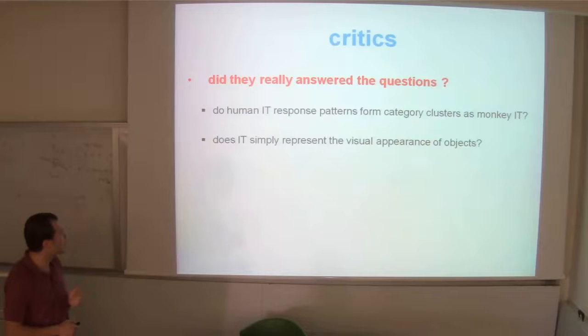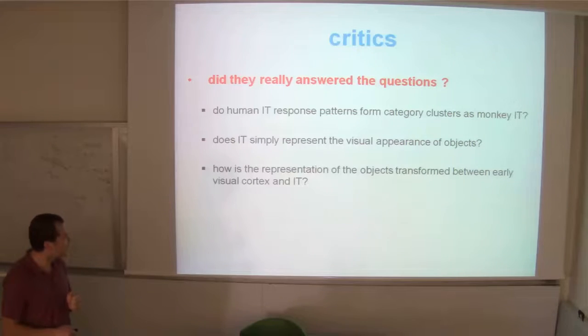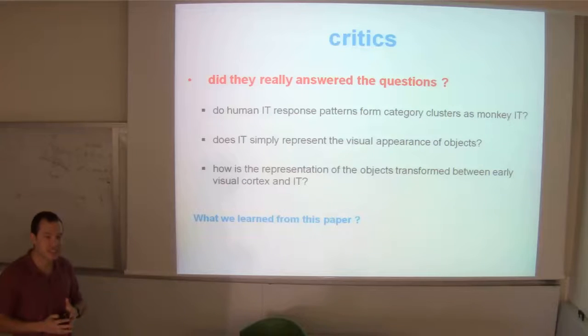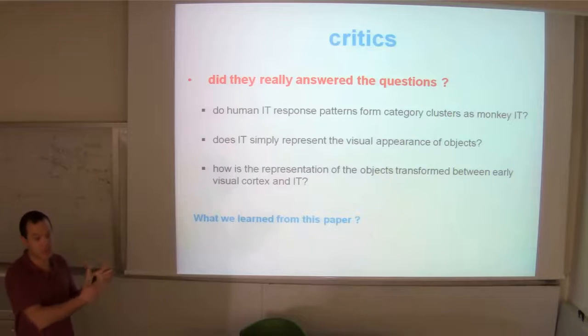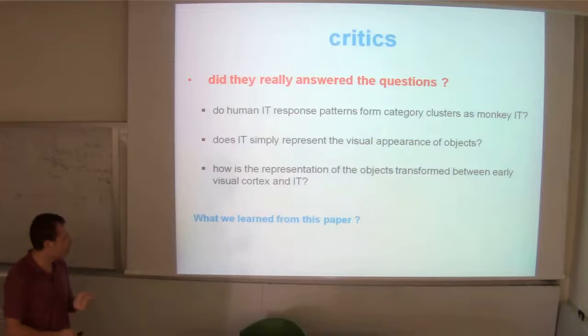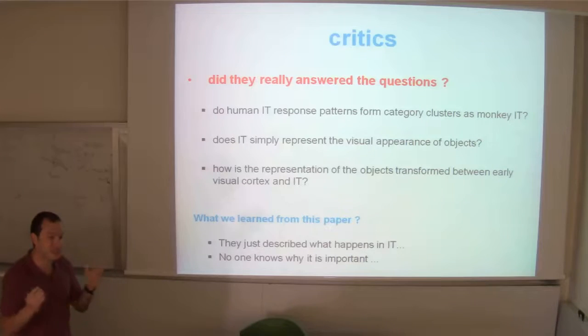The second question: does IT simply represent the visual appearance of objects? Well, they're not really answering this question almost at all. The third question is probably the most challenging, and they're not even trying to answer it. What we learned from this paper is that we can really take two different species and compare them. This is their contribution to science. But no one knows why what they found is important. There is no really interesting idea of why, what's the concept? Okay, this is the categorical representation. What's the next stage? Why is it so important? This is my point of view. Thank you very much.